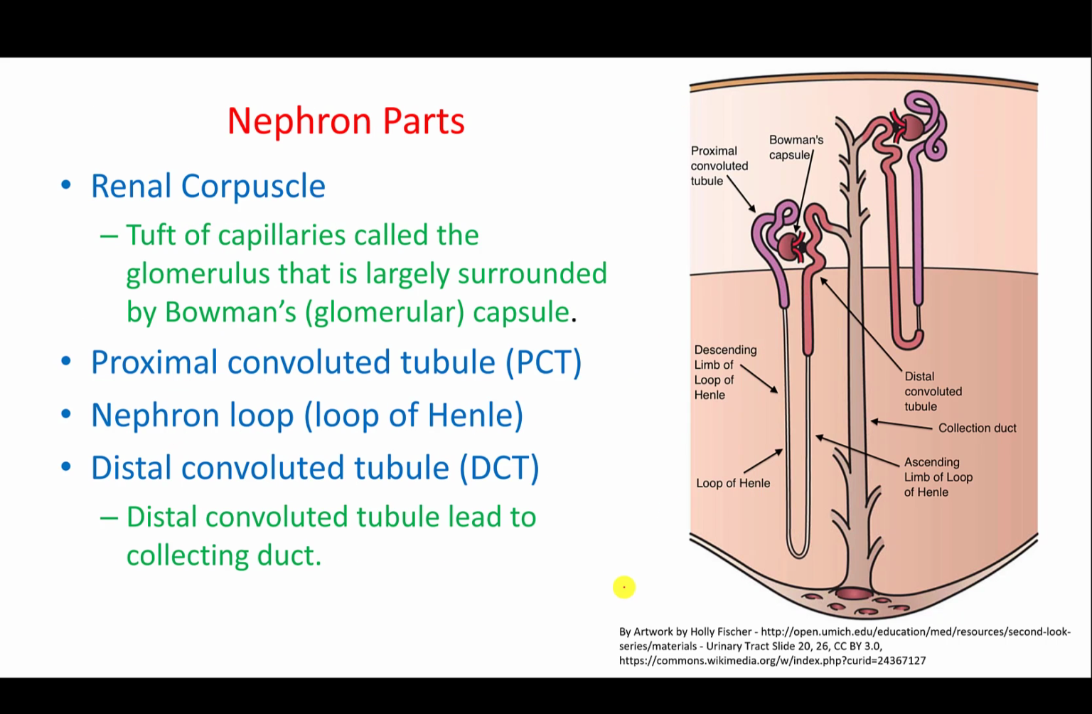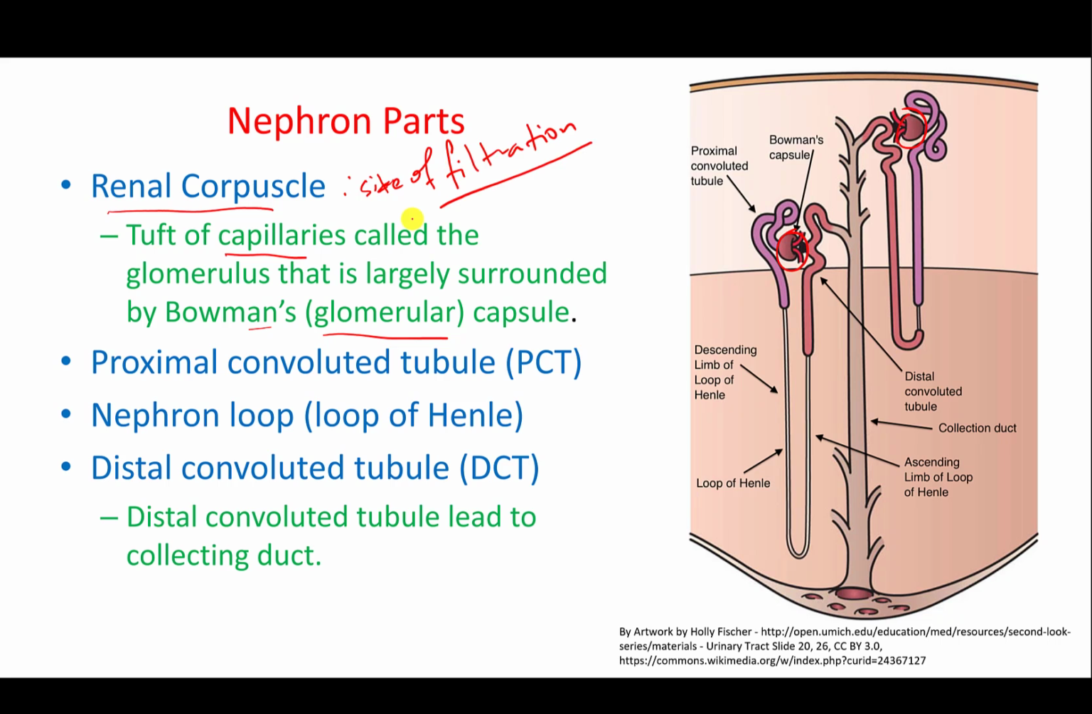However, structure-wise, both nephrons have the same components. We have the renal corpuscle, and the renal corpuscle is a mix of capillaries surrounded by something called the glomerular capsule or Bowman's capsule. We will understand what that is. So this is the renal corpuscle in both of them. And this is the site of filtration.